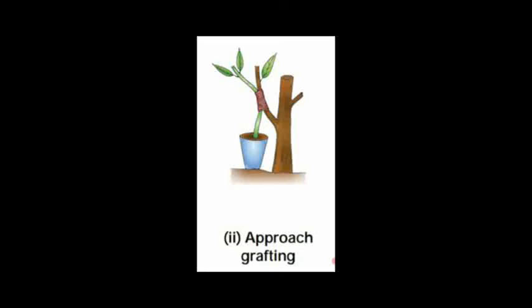After 1 to 4 weeks, it develops into a new individual. At that time, we have to cut off the tip portion of the stalk and the base portion of the scion separately and place it in another potted plant for growth and development. That grafting is called approach grafting.